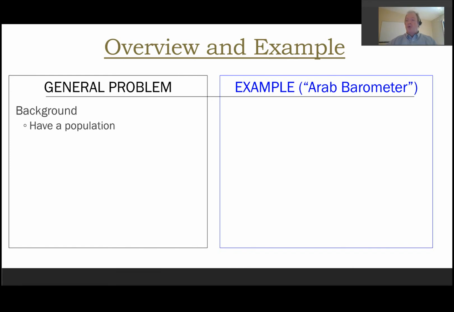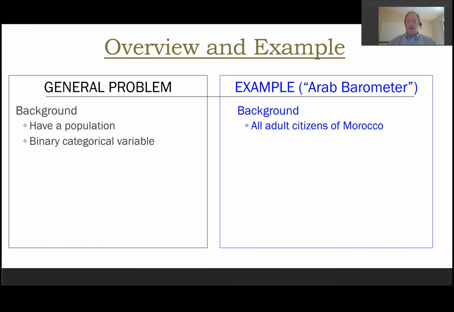So first of all, we have a population. And in the error barometer, you got to choose a particular country. And so let's say I choose Morocco. My population is all the adult citizens in Morocco. And then you chose a binary categorical variable, or you chose a categorical variable and made it binary. And let's say I chose the question whether or not they have a cell phone.